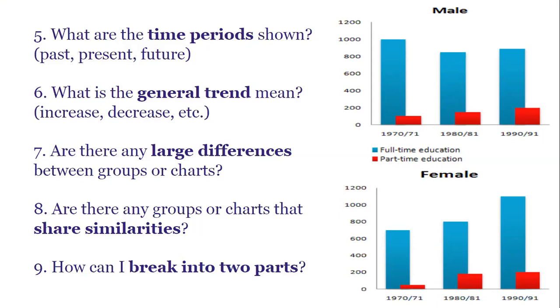Now, how can I break it into two parts? You can simply go for the two options in front of you. Either you can go for males and females: in one paragraph, you can go for the males, and in another paragraph, you can go for the females. Or another thing you can do is, in one paragraph, you can go for full-time education, and in another paragraph, you can go for part-time education.